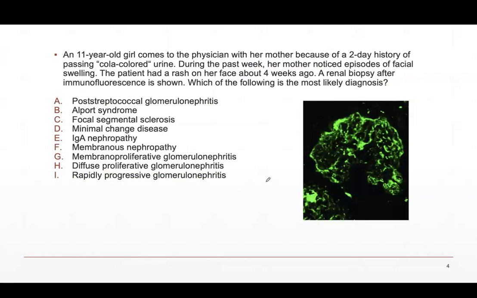You have an 11-year-old girl coming to the physician with her mother because of a 2-day history of passing cola-colored urine. During the past week, her mother noticed episodes of facial swelling, and the patient had a rash on her face about 4 weeks ago. A renal biopsy after immunofluorescence is shown right here. Which of the following is the most likely diagnosis?